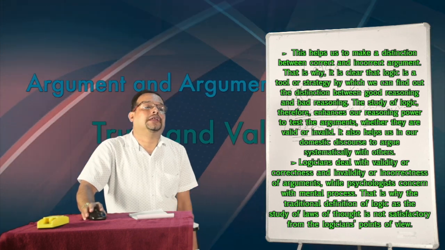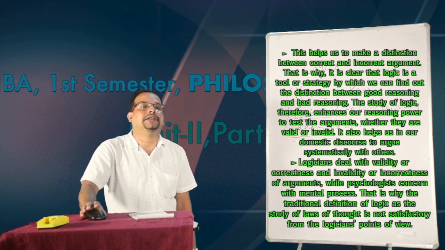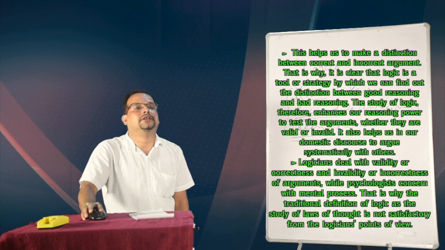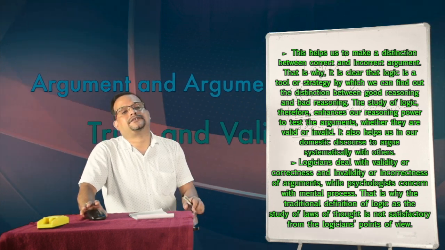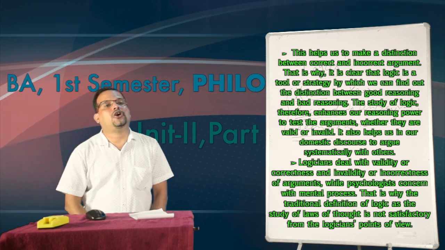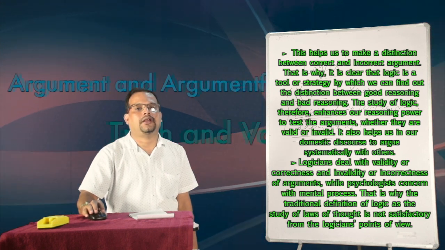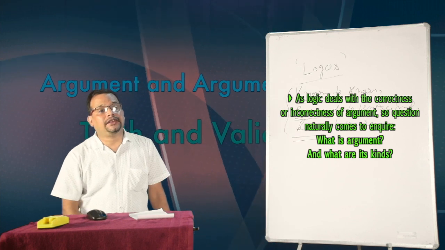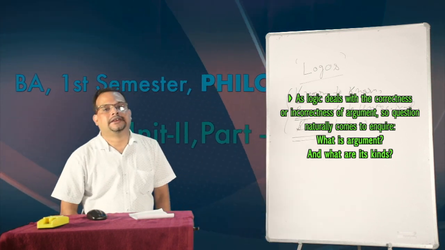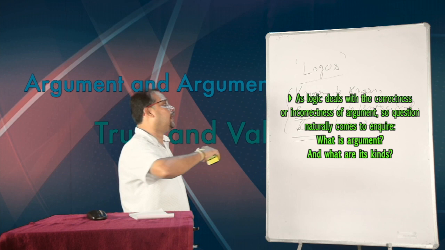Dear learners, logicians deal with validity or correctness and invalidity or incorrectness of arguments, while psychologists are concerned with mental process. That is why the traditional definition of logic as the study of laws of thought is not satisfactory from the logician's point of view. Now you see, dear learners, as logic deals with correctness or incorrectness of argument, the question naturally comes, what is argument and what are its kinds?